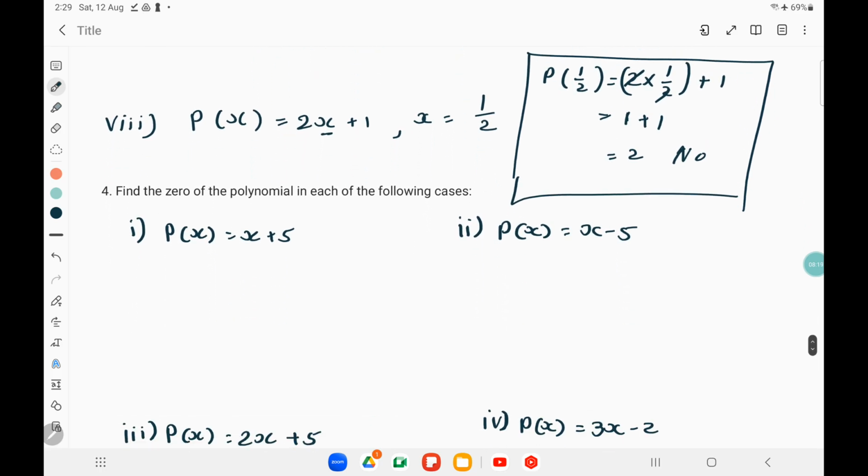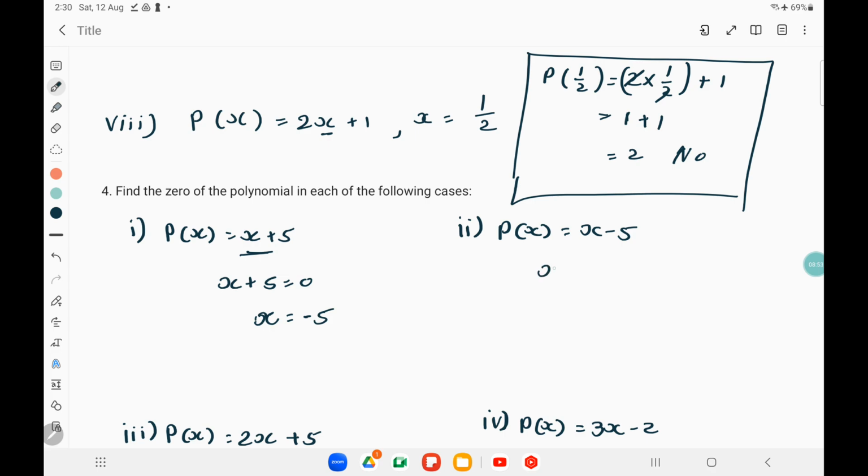Let's move on to question number 4. Find the 0 of the polynomial in each of the following cases. So they ask us to find the 0 of the polynomial. We have to figure out. So here these are linear equations. So we put x plus 5 equal to 0 because we have to find the 0. So what would be the x value? So we move the 5 to the opposite side, and remember the rule: change the side, change the sign. So x is minus 5. So minus 5 is a 0 of this given polynomial.